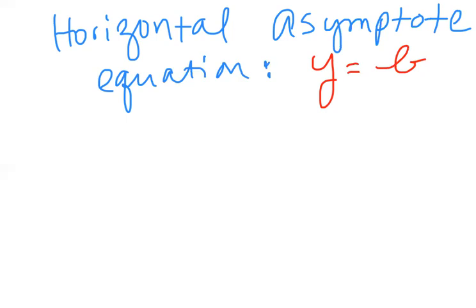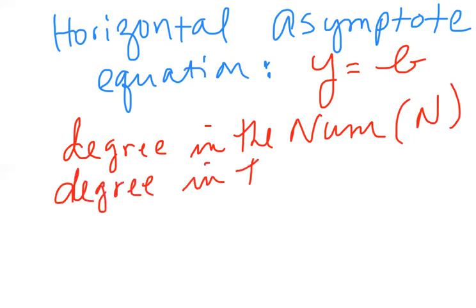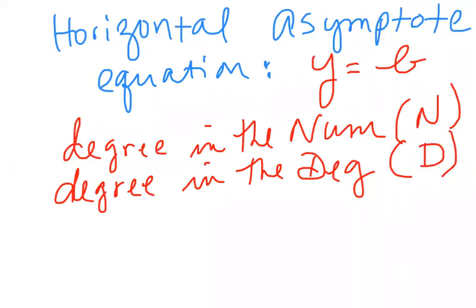So how do you determine the horizontal asymptote? It has to do with the degree, okay? You look at the degree in the numerator, which I'm going to refer to as n, and you compare it with the degree in the denominator, guys. This is only for the horizontal asymptote. And there are three cases to this.